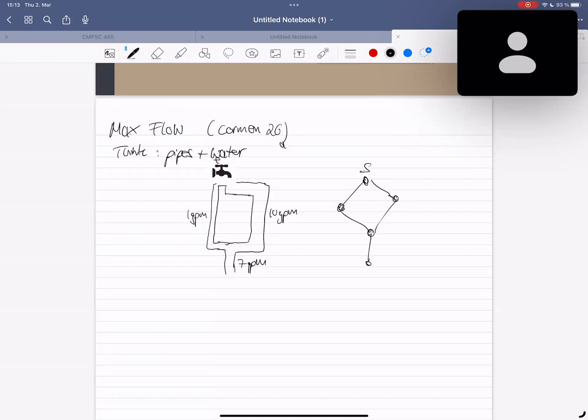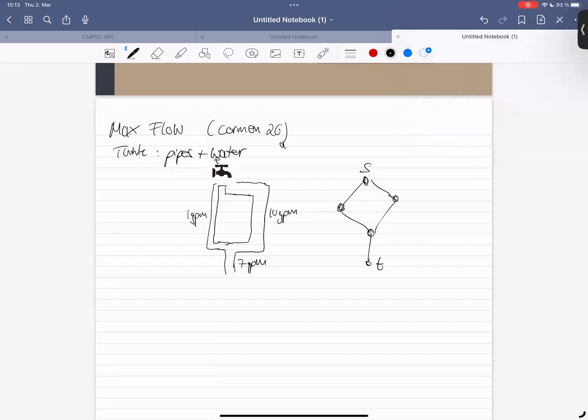And then you have a dedicated vertex T that sort of absorbs what you're producing. So this could be, in this particular case, the outlet of this network, these water pipes, but it could also be the warehouse or a parking lot in a highway system.